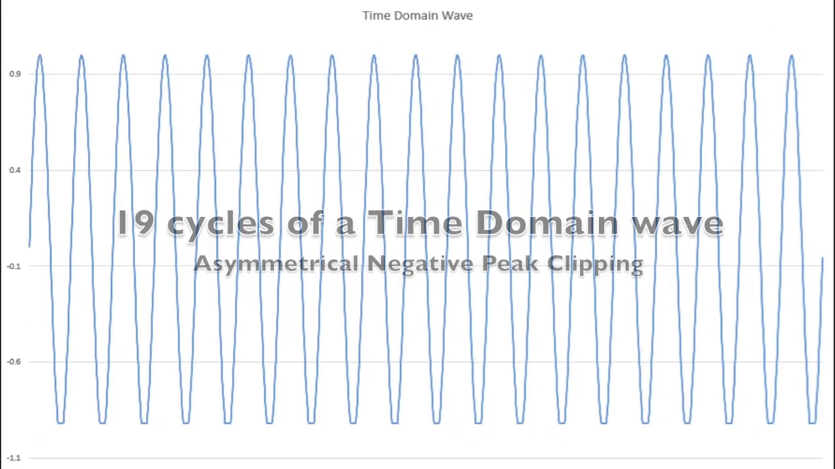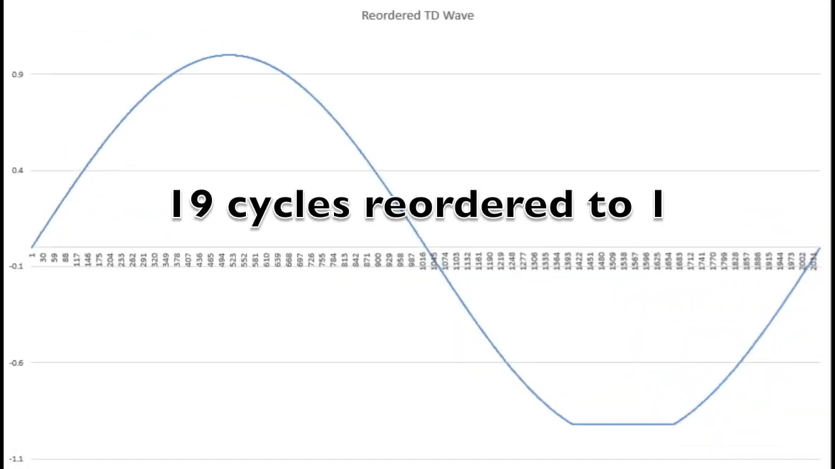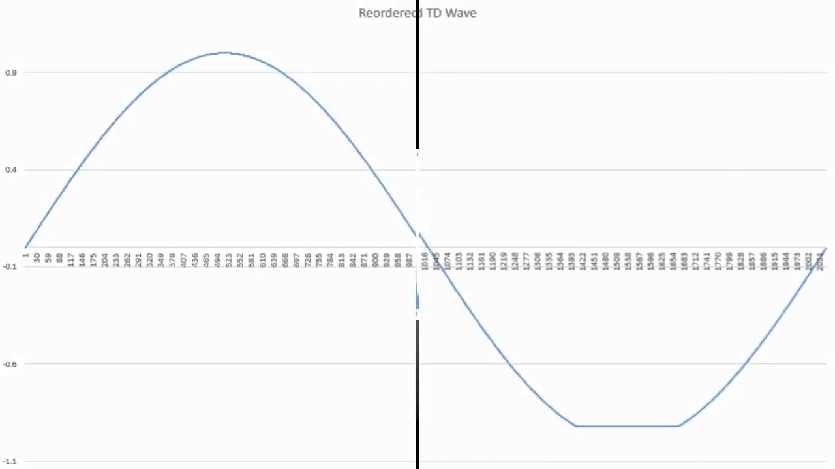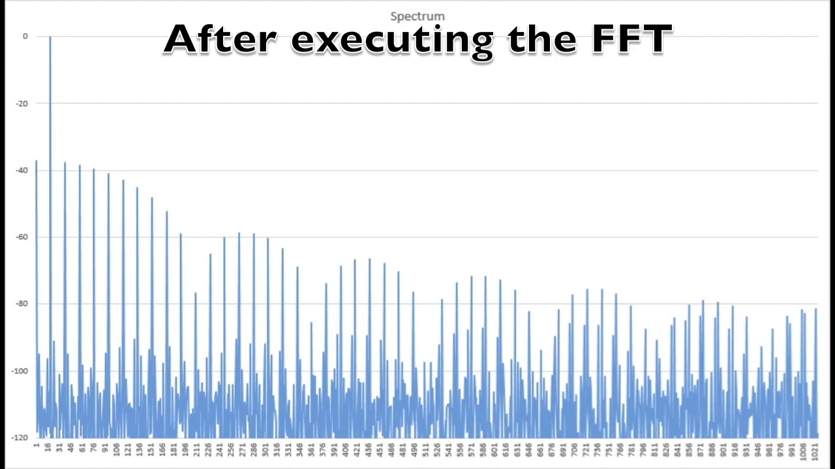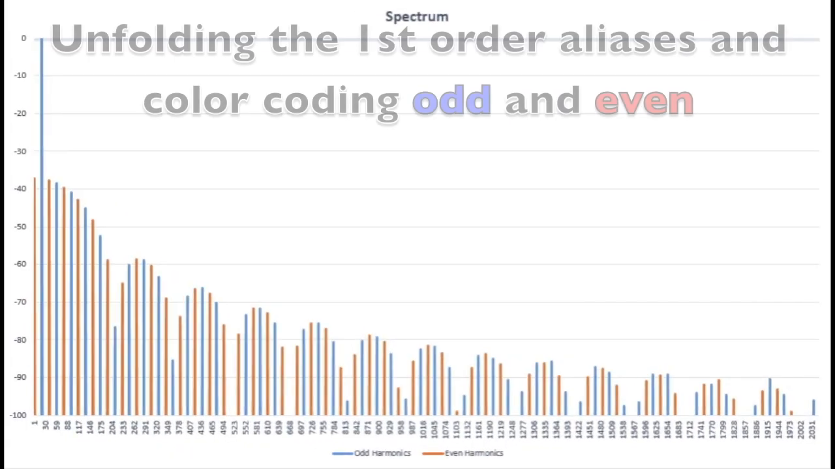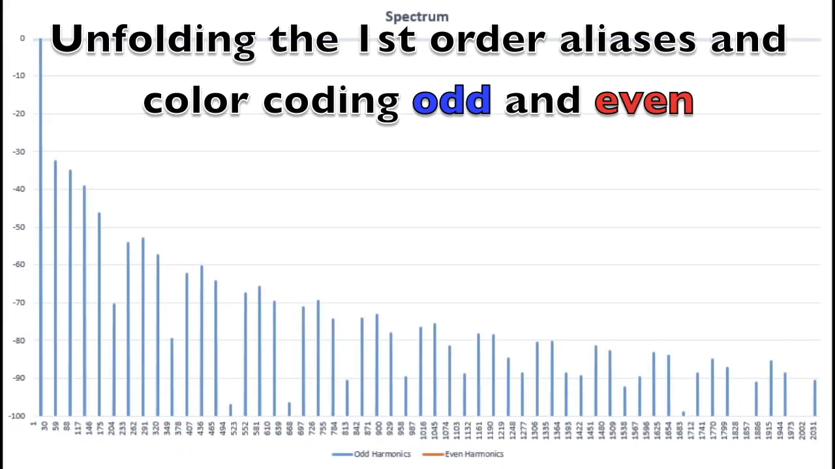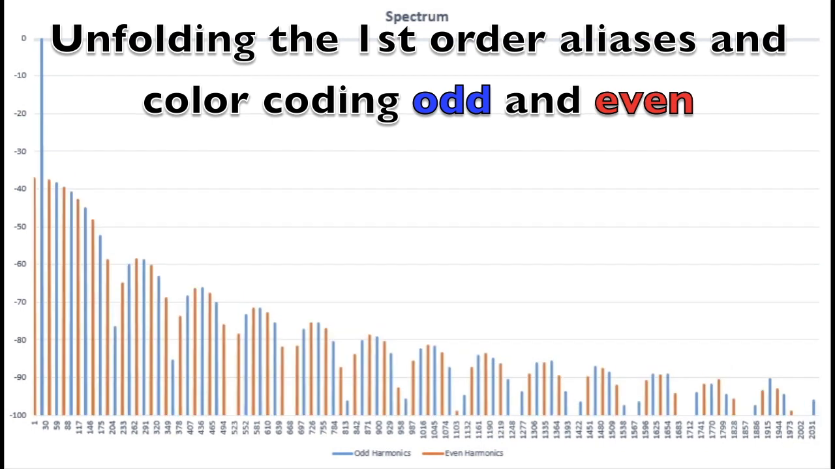Now I do an asymmetrical negative peak clipping, one cycle. I do the FFT, and now you'll be able to see the even harmonics in red. There were no even harmonics when I did a symmetrical clipping, but with the asymmetrical clipping, there's a bunch of even harmonics.